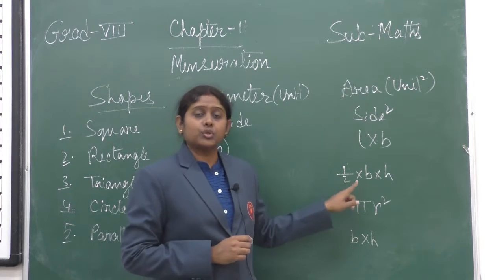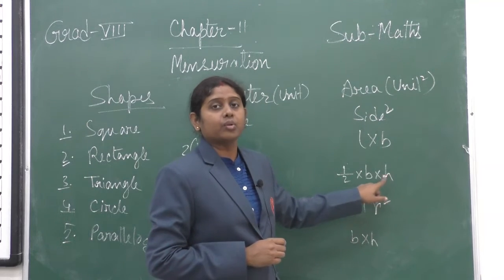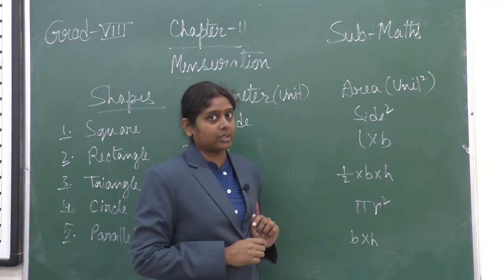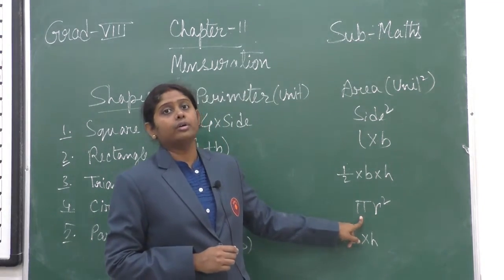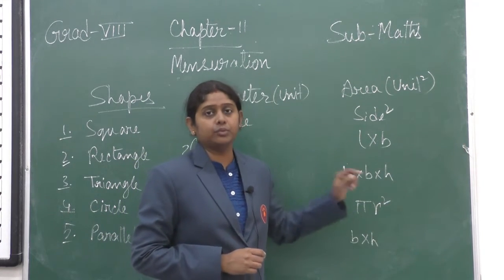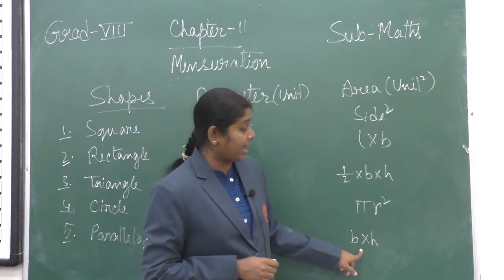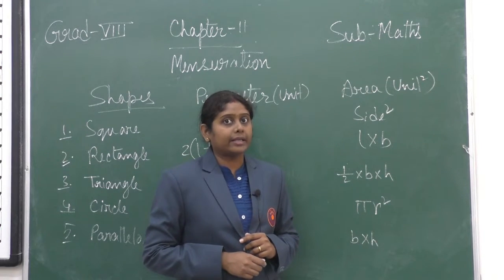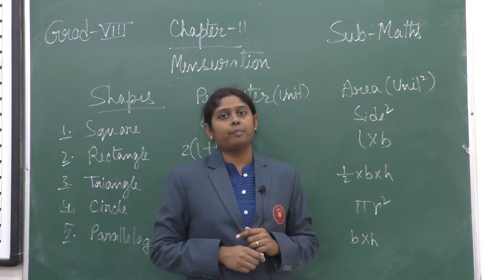Next, the triangle area is half into B into H, where B is the base and H is the height of the triangle, and the unit is square unit. The area of a circle will be pi r square, square unit, where r is the radius of the circle. Last, the area of the parallelogram is B into H square unit, where B is the base and H is the height of the parallelogram.